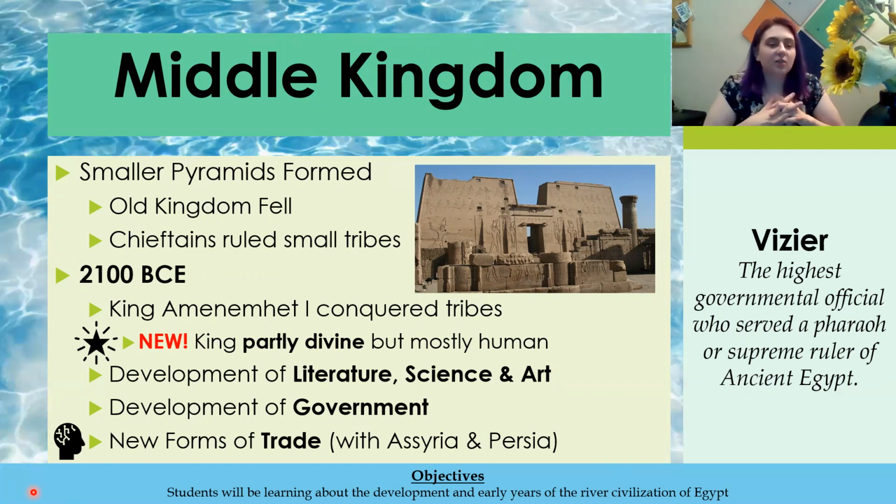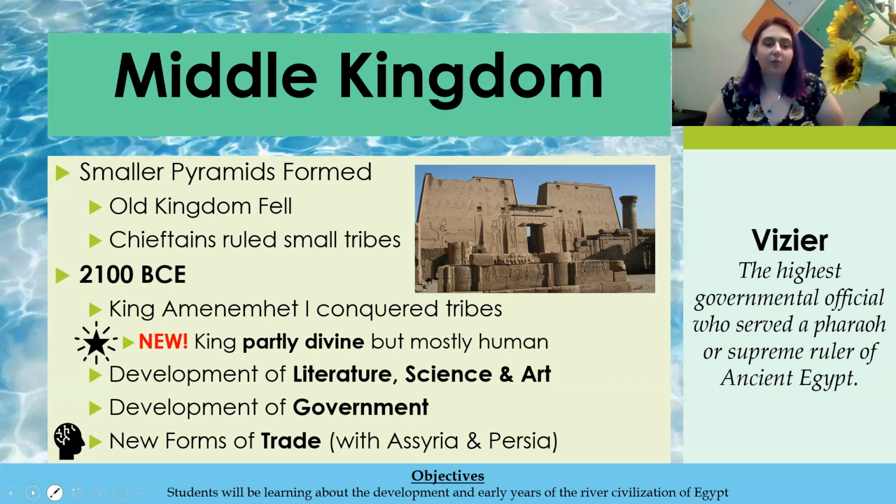These tribes would last until about 2100 BCE, and then you would have King Amenemhet the first, who conquered all the tribes and kind of reunited Egypt. And so this new king was only partially divine. So while the early pharaohs were these divine gods, these new pharaohs were mostly human, maybe divinely appointed, but human and had human fallacies.